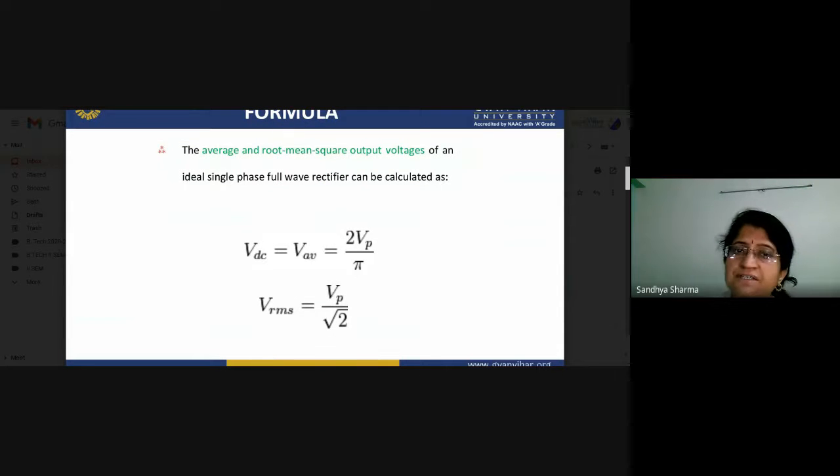So how can you calculate the efficiency or ripple factor by using the full wave rectifier? First of all, we will calculate the VDC and VRMS values. If we want to calculate the VDC, we can calculate it using this formula.